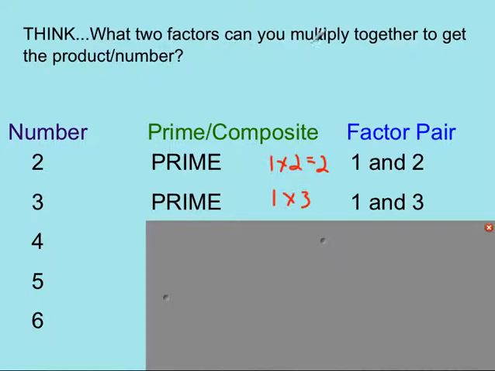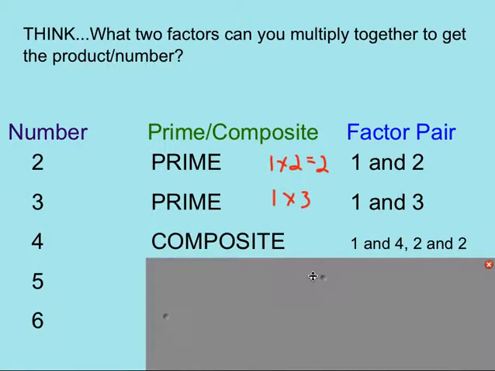The number 4, think about it. What 2 factors can you multiply together to get the product or the number 4? And if you caught this one, you would say composite because it has 2 factor pairs. Here's one of them, 1 and 4. 1 times 4, there's that 1 again showing up, just like the prime number. And 4 is our product. But we also can get the number 4 by going 2 times 2. So we have 2 factor pairs, or at least 2, so we call it a composite number. So 4 is a composite number.